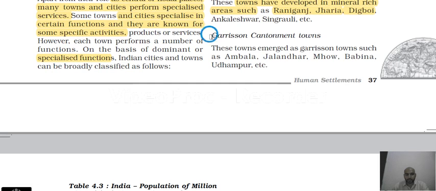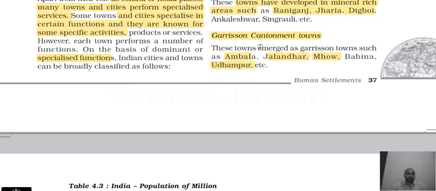Next is garrison cantonment towns. Garrison cantonment towns are towns where the major area is supported by or inhabited by the army or army establishments. You will find that Ambala Cantt, Jalandhar Cantt, Mhow Cantt, Udhampur Cantt.